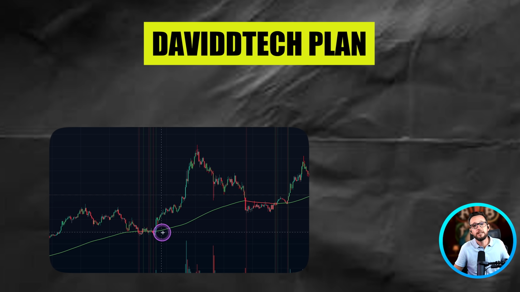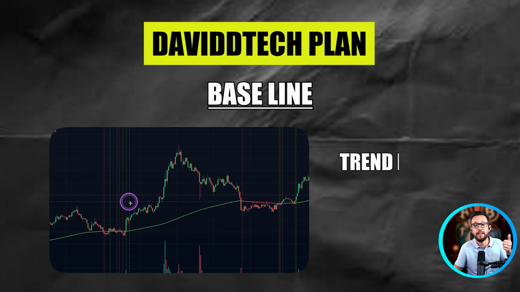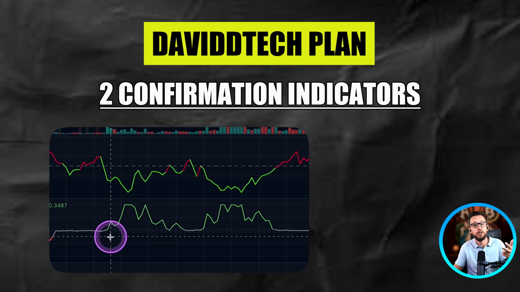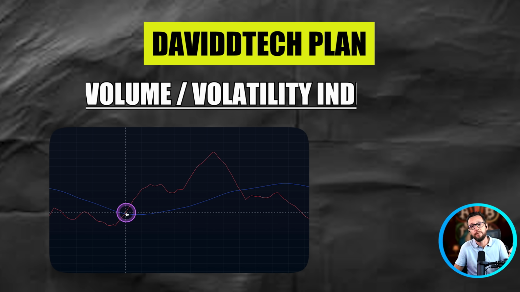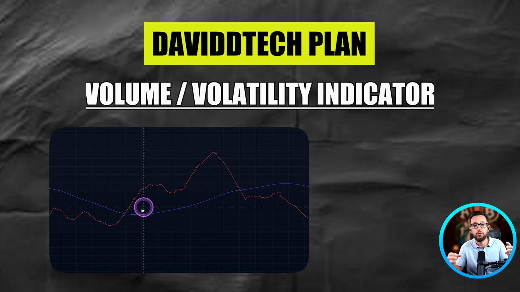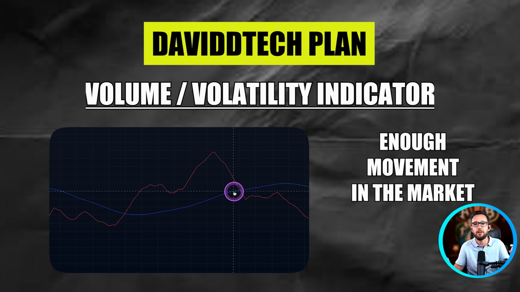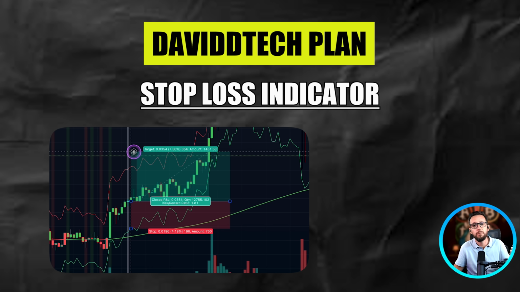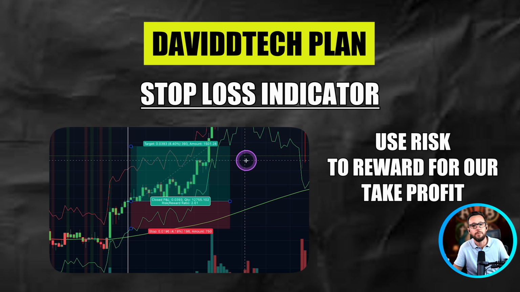First things first is we have a baseline. Baseline is going to be an indicator that gives us our trend direction. We then have two confirmation indicators. Those confirmation indicators are going to help us choose our entries. We will then have a volume or volatility indicator, which will allow us to time the market to make sure that we get in when there's enough movement in the market. We don't want to get stuck in sideways markets where we're going to get wicked in and wicked out of our entries. Finally, we'll have a stop loss indicator, which will define our stop loss, and then we'll use risk to reward for our take profits.